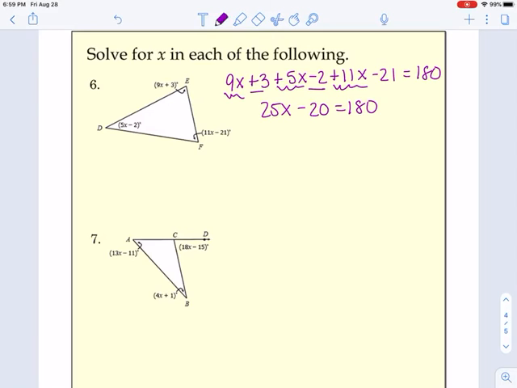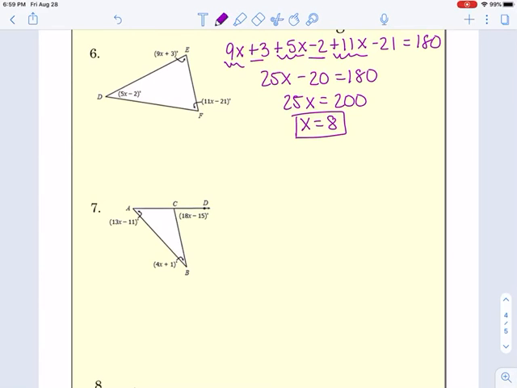I'll add 20 to both sides now, so I'll have 25x equals 200, and then the last thing that we'll do is divide both sides by 25, and x should give me an answer of 8 in number 6. It doesn't ask me to find any of the angle measures, it only asks me to find x, so I'm done.